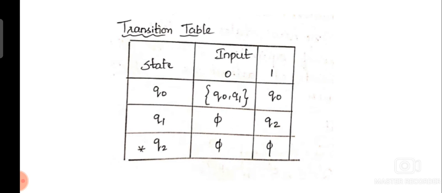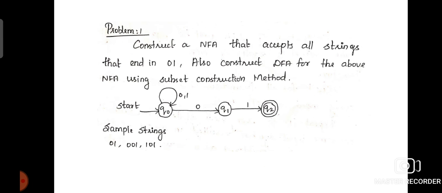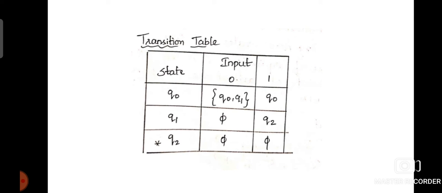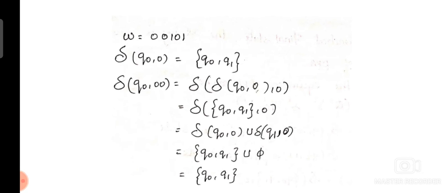Now we have to draw the transition table from the diagram. That is, for the input symbols 0 and 1, we have to list out the states Q0, Q1, Q2. Inside the cells, we have to write the resultant states. For example, by applying 0 to Q0, we are getting two states. One is Q1, and the other is the same state Q0. In this way, we have to fill up the table. And next, we go on with this problem.